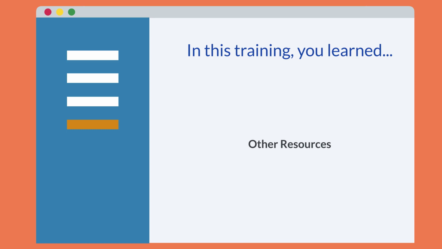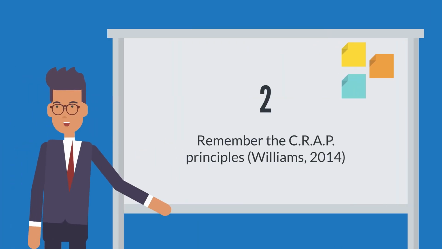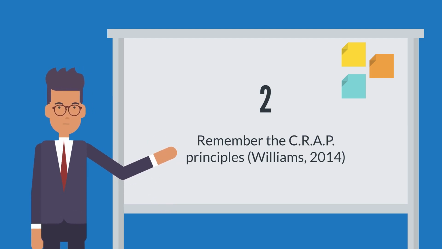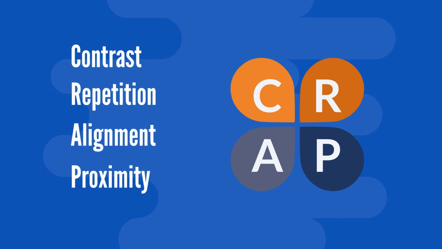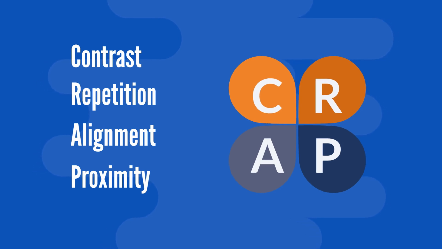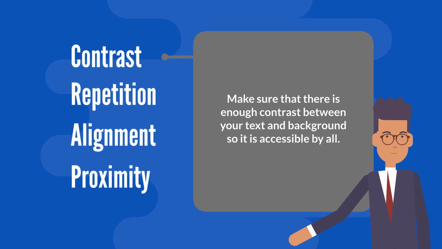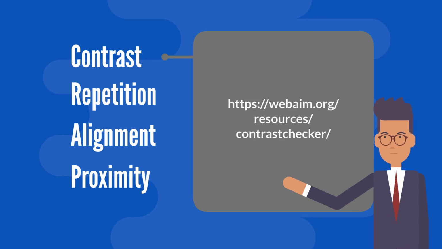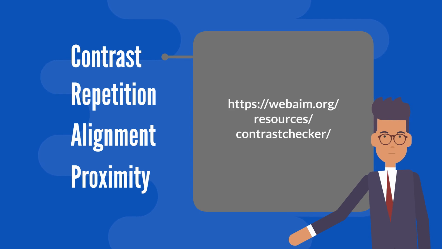Second, remember the CRAP principles, as described by Robin Williams in her book, The Non-Designer's Design Book. CRAP stands for contrast, repetition, alignment, and proximity. These are 4 important elements for the organization of information. Make sure that there is enough contrast between your text and background so it is accessible by all. When in doubt, use WebAIM's contrast checker to verify if there is enough contrast between the colors you selected.